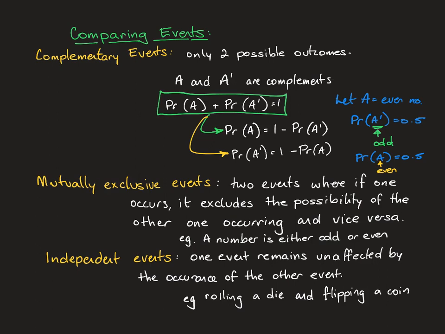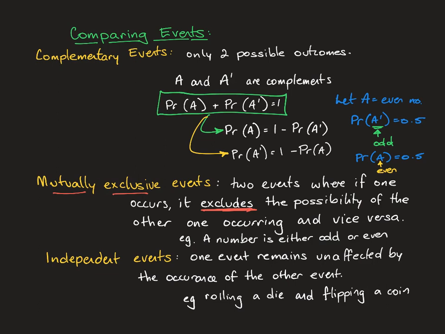So the other sorts of events that we need to know about are mutually exclusive events, and they're called mutually exclusive because they're a situation where you have 2 events, where if one event occurs it excludes the other one. It excludes the possibility that the other one will occur and vice versa. So for example, a number being an odd number means that there is no way that number can be even. So a number being odd and a number being even are mutually exclusive events.